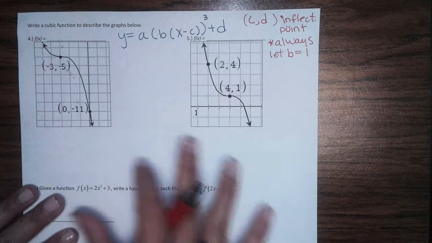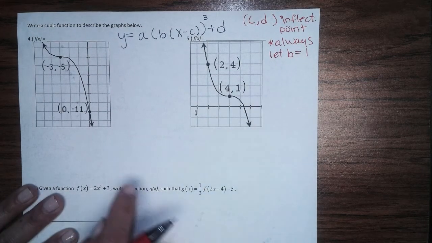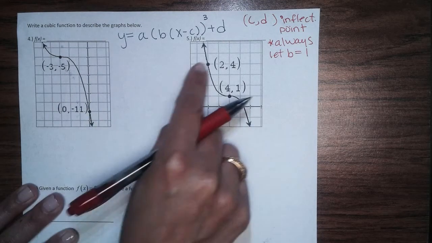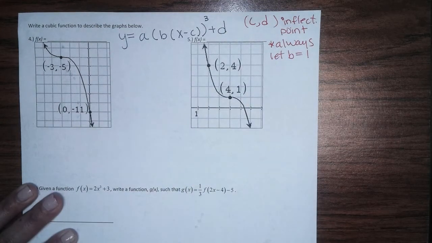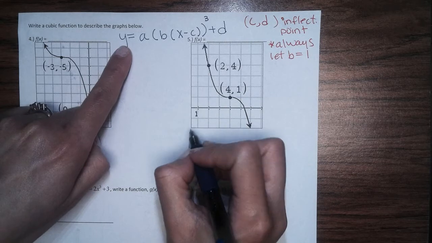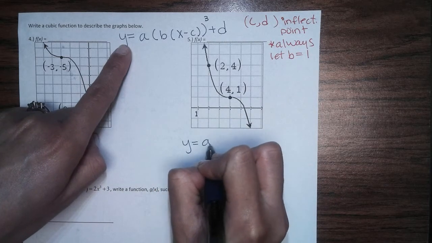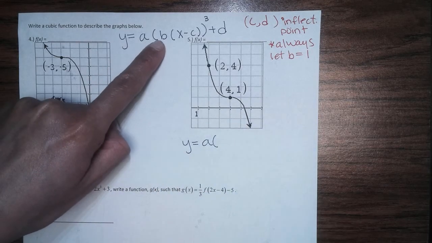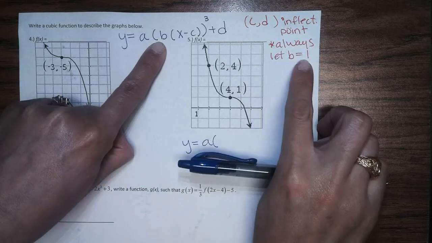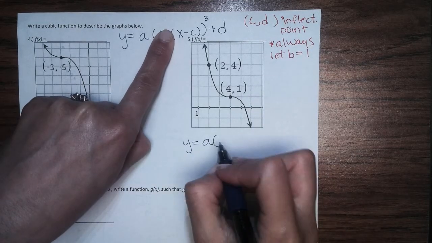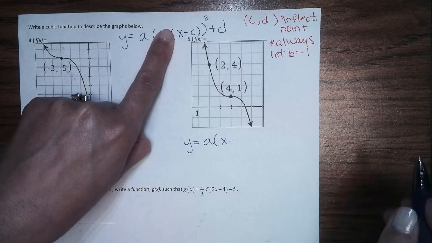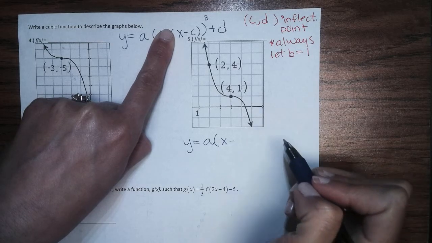So anyway, we're going to do, let's pick number 5 here. You can do 4 or 5. So for number 4, let me just use what I just said. I'm going to write y equals A parentheses. I'm going to ignore B because we're always going to let it be 1. So just gone. X minus, let me find the inflection point.